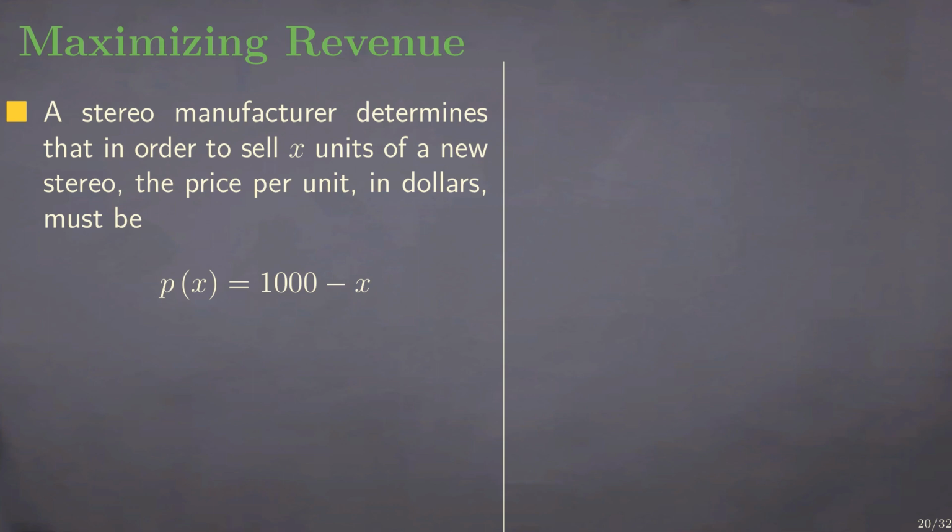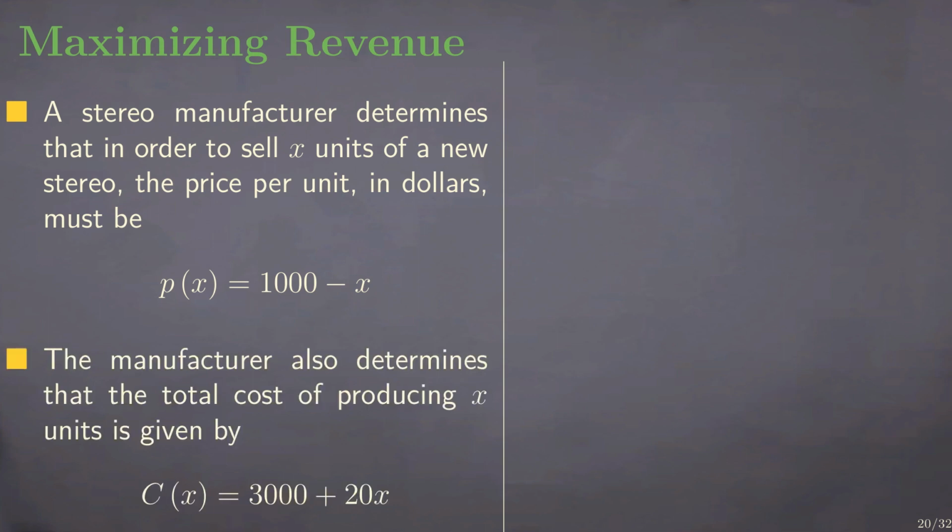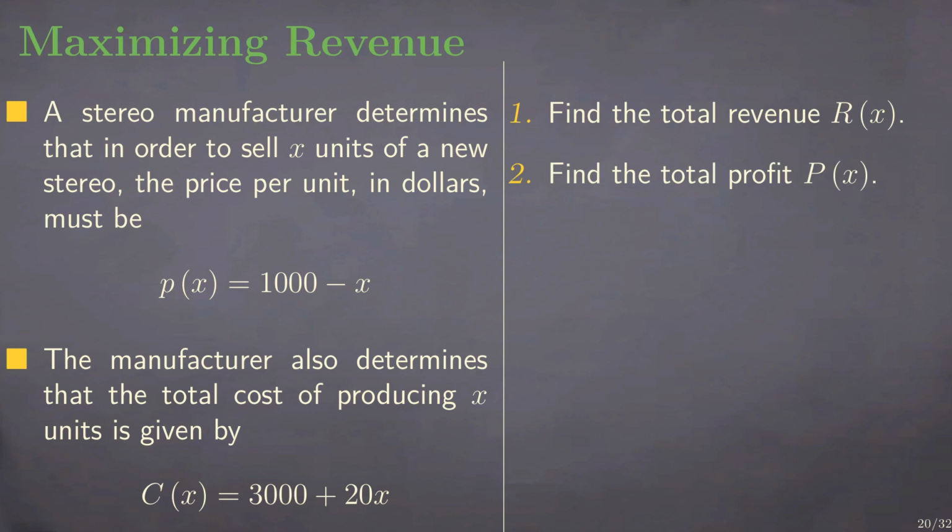So the problem here is that a stereo manufacturer determines that in order to sell x units of a new stereo, the price per unit in dollars must be given by the function P(x) equals 1000 minus x. And also the manufacturer determines that the total cost of producing x units is given by the function C(x) equals 3000 plus 20x. So based on the price per unit and the total cost, we are asked to find the total revenue R(x), and after that find the total profit P(x).